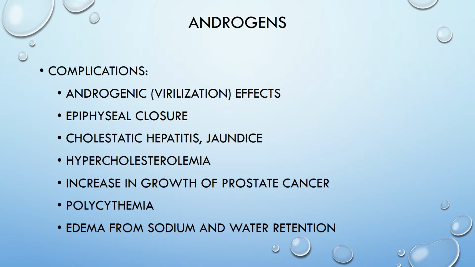Increase in the growth of prostate cancer. So do not give, obviously, to men that have prostate cancer, and then monitor that. And we can monitor that by drawing PSAs to look for an increase in that lab result. Polycythemia: monitor hemoglobin and hematocrit, because this is when they have too many red blood cells, and they may need some drawn off.